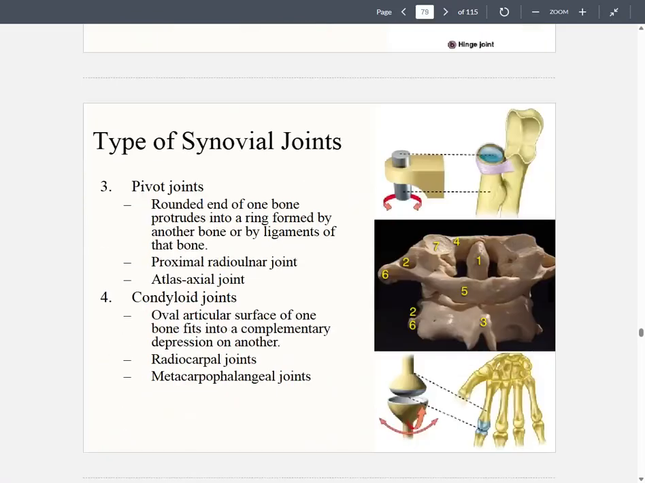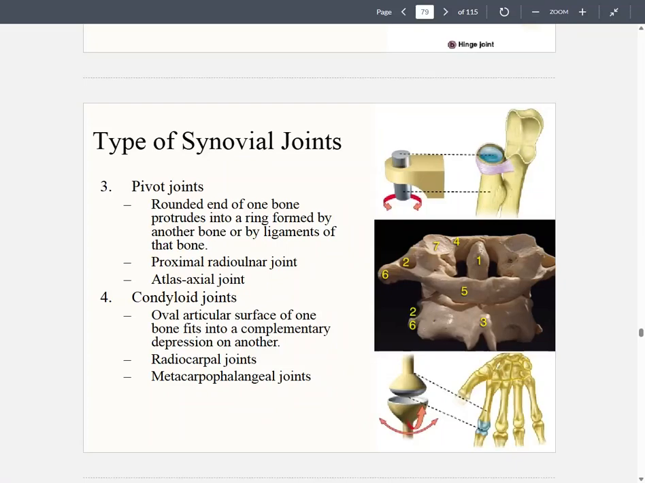Pivot joints. Now, pivot joints, you probably haven't thought about them before. Pivot joints are going to be found when we have the rounded end of one bone protruding into a ring formed by another bone and or ligaments attaching it to that bone. Okay, so where might we find this? There are two examples here.